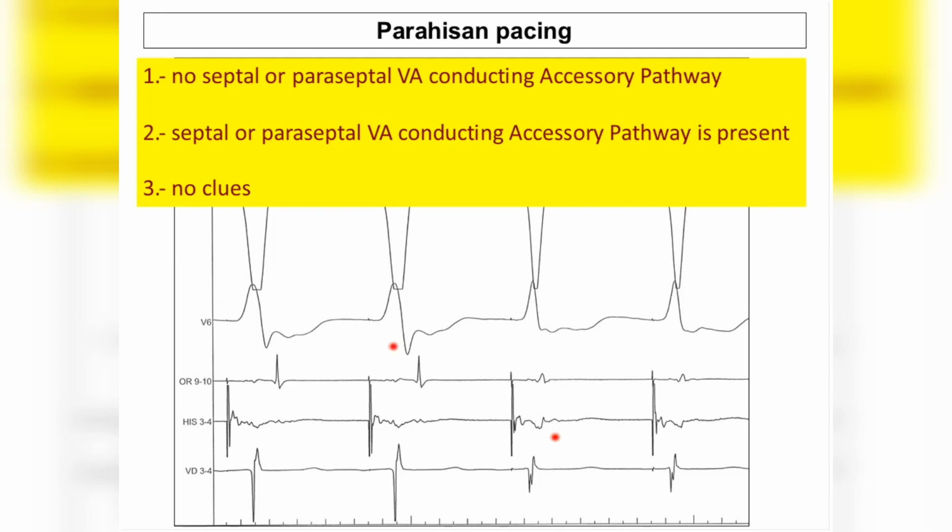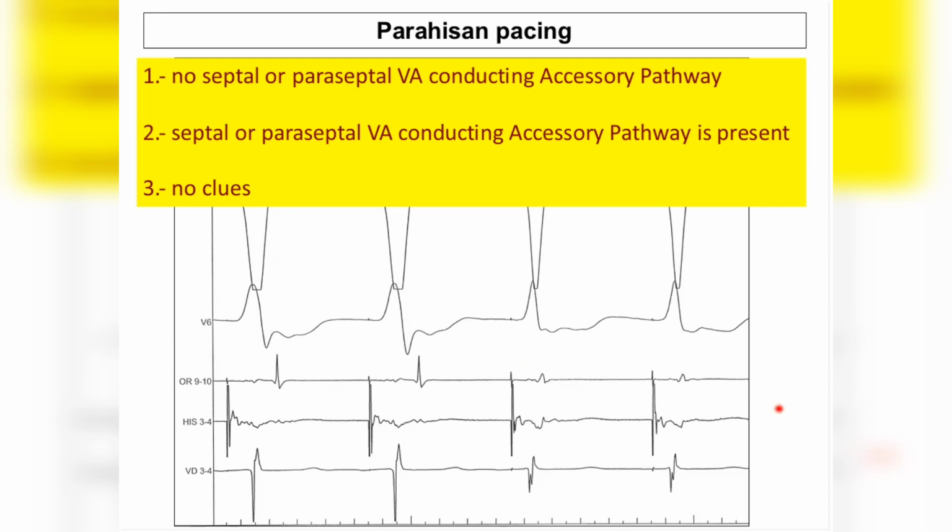I agree absolutely, because, as you can see, the VA interval, just by looking at it, we can tell that this is much longer than this. Actually, the difference should be related to the VH interval, since if we capture the His directly, then this will shorten by as much as the VH interval. So having a septal or paraseptal ventricular accessory pathway is actually not suggested. What this actually proves is that there is conduction over the AV node.